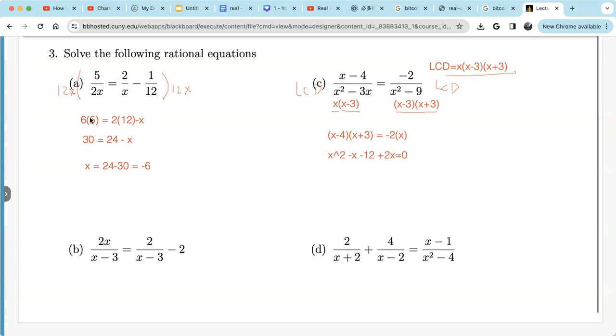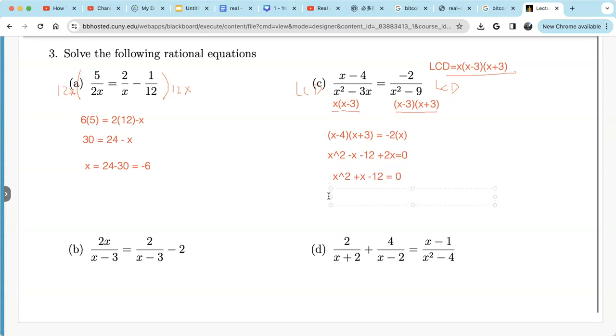That's how we solve quadratic equations. We want to make one side 0. Simplify this, combine like terms, we get x squared minus x plus x becomes plus x, right? Then -12 equals 0. We want to factor this.